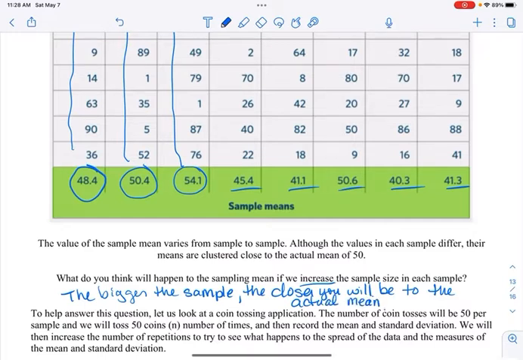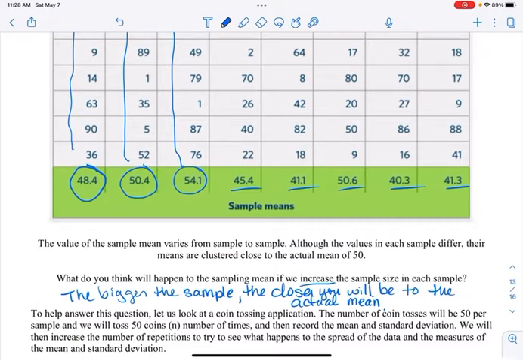If I had only picked 5 as my sample size, I probably would have had means that were further away from 50. Some might have been close. If I only had 2 as my sample size, the probability of getting a mean close to 50 is going to go down. So the bigger the sample size, the closer you will be to the actual mean.